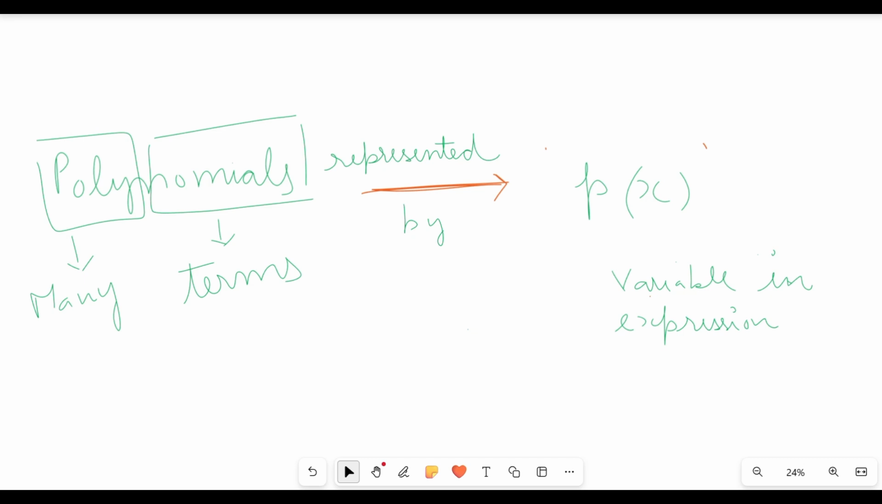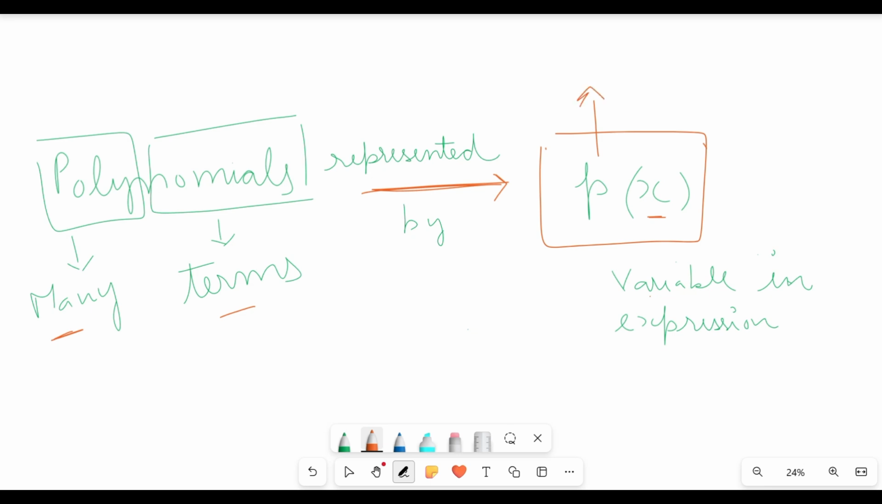Before starting polynomials, we should definitely know what a polynomial is. Poly means many and nomial means terms. Basically, it's an algebraic expression of many terms. We represent polynomials by p(x), where x is the variable. Here we will refer to polynomials having only one variable, and p basically stands for polynomial. I can represent polynomials with other alphabets also, like g(x), f(x), but mostly we take p(x). If I have two or more polynomials, then I use different alphabets.